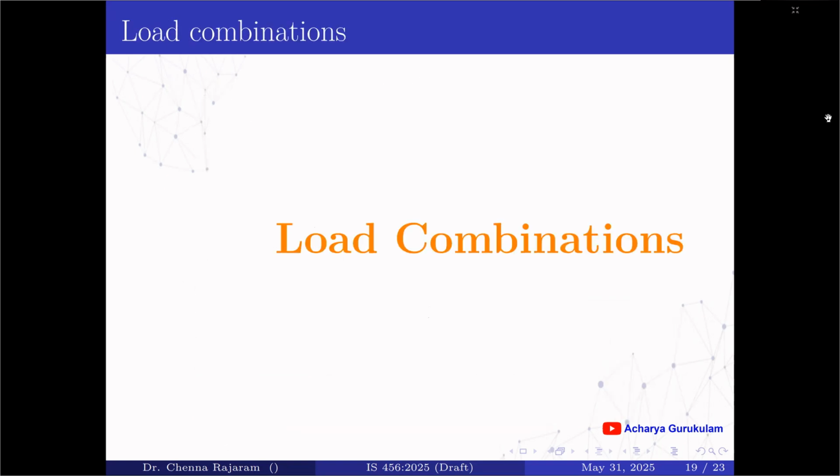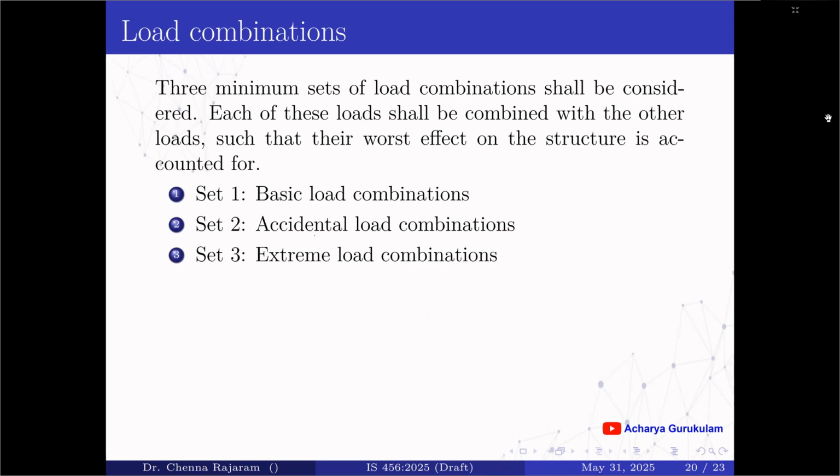Now we'll see what the load combinations are. 3 minimum sets of load combinations shall be considered in the IS 456/2025 draft code. Each of these loads shall be combined with the other loads such that their worst effect on the structure is accounted for. In the IS 456/2025 draft code, the load combinations are set in 3 categories.